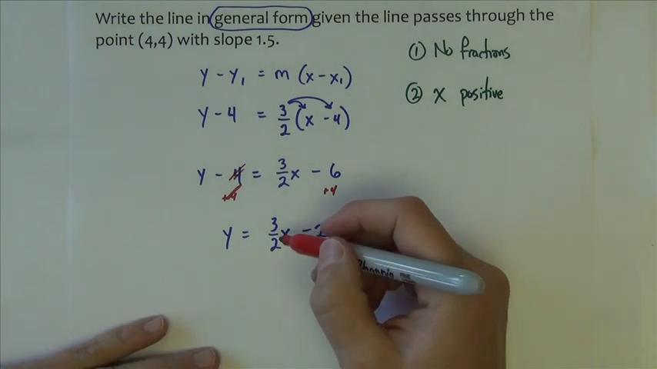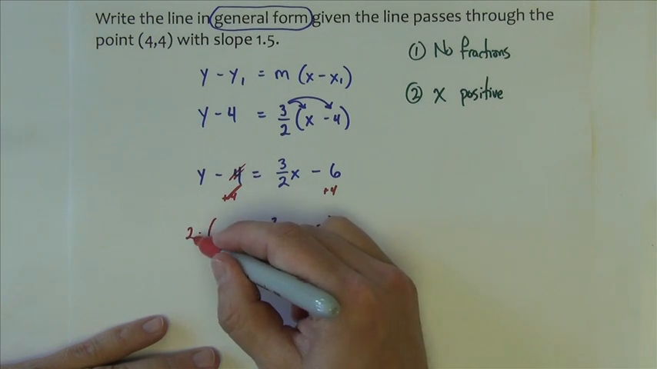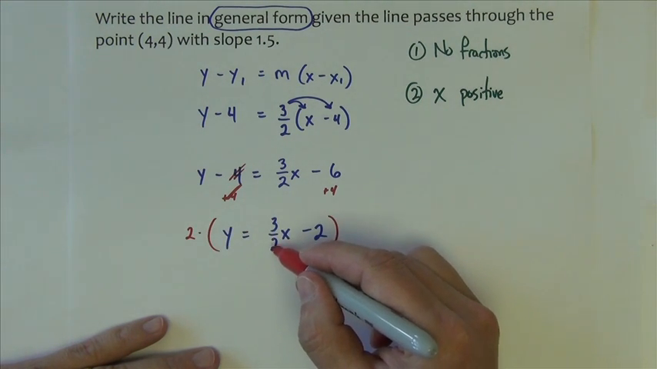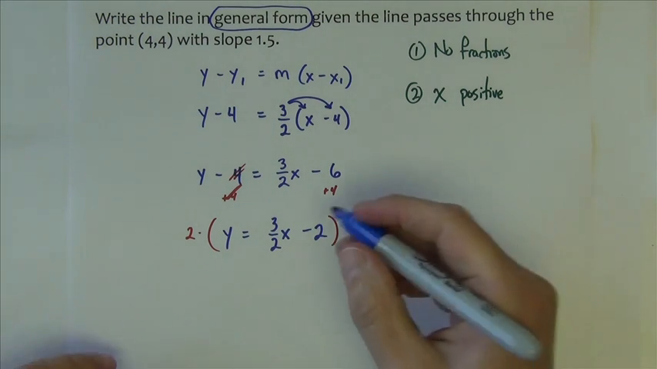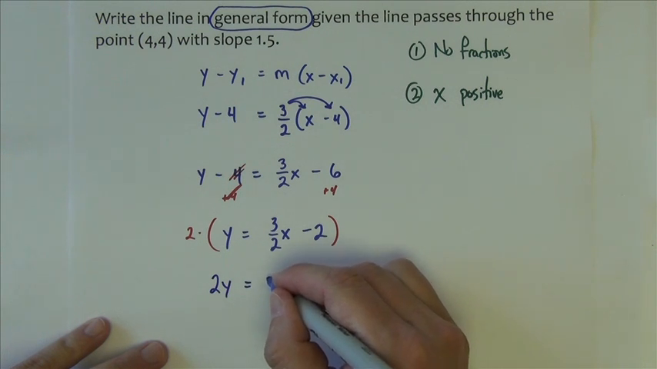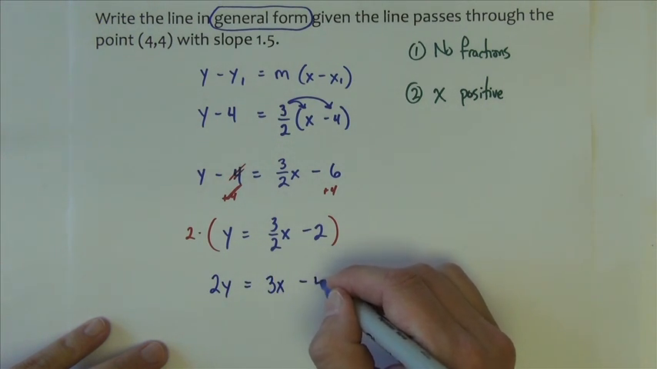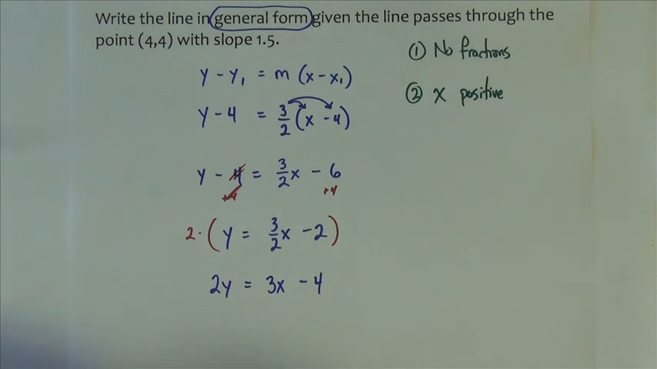If I want there to be no fractions, I'm going to multiply this whole equation by 2. I'll cancel out the 2 here. So that makes this equation equivalent to 2y equals 3x minus 4. We just doubled everything, essentially.